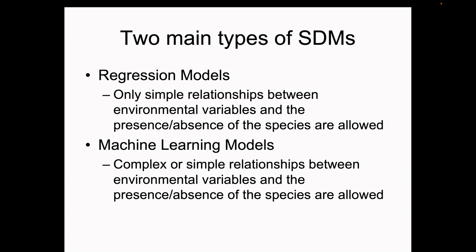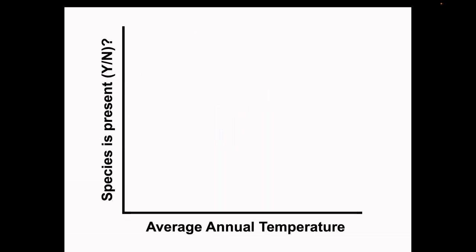So I'm going to start off by talking about the simpler case of regression models that only allow simple relationships between the environmental variables and the presence or absence of the species. All right, let me set up this graph for you here, where we have average annual temperature on the x-axis, and on the y-axis we have that the species is either present or not present at that level of average annual temperature.